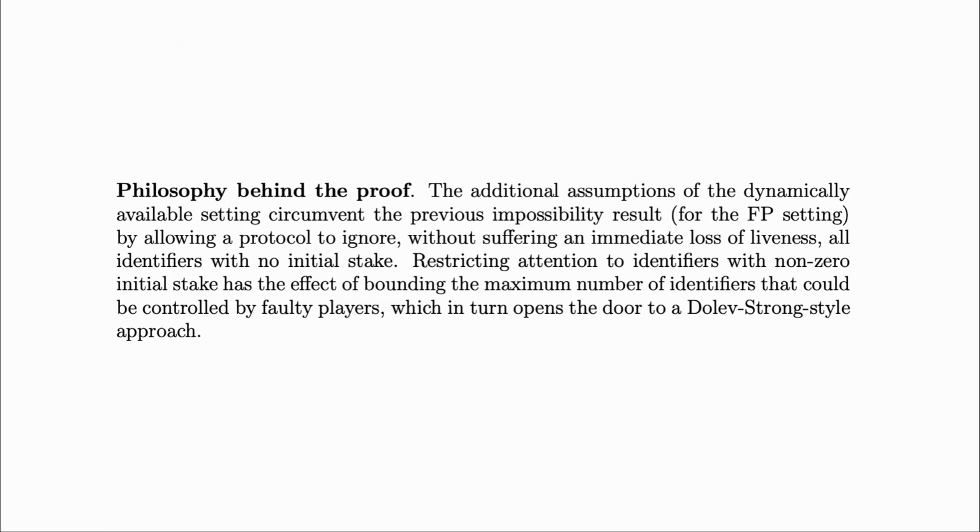Okay, so before we go through the precise details of the proof, let's just talk a little bit about the philosophy behind it. The basic idea is as follows. The additional assumptions of the dynamically available setting circumvent the previous impossibility result, the one we got for the FP setting, saying that consensus is not possible for deterministic protocols there. It does that by allowing the protocol to ignore, without suffering an immediate loss of liveness, all identifiers with no initial stake.